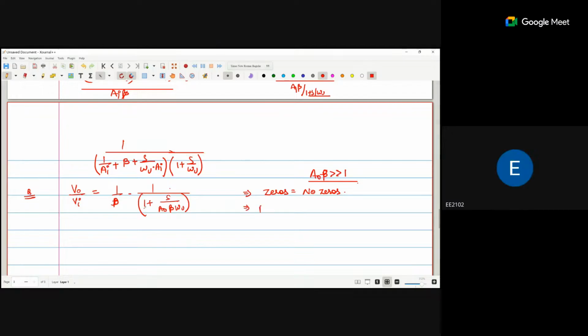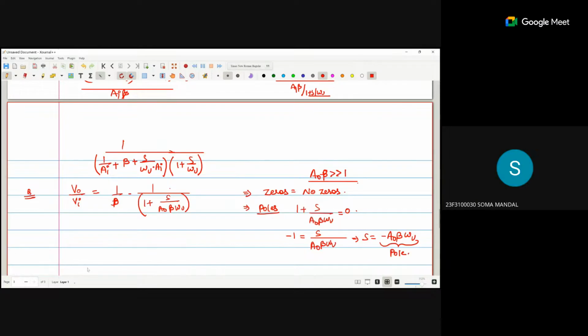Second, we consider the pole. So how do we get the pole? We just equate the denominator term equal to 0. So 1 plus s upon A0β ωu is equal to 0. So minus 1 is equal to s upon A0β ωu. That implies s is equal to minus A0β ωu. That means this is the position of the pole.